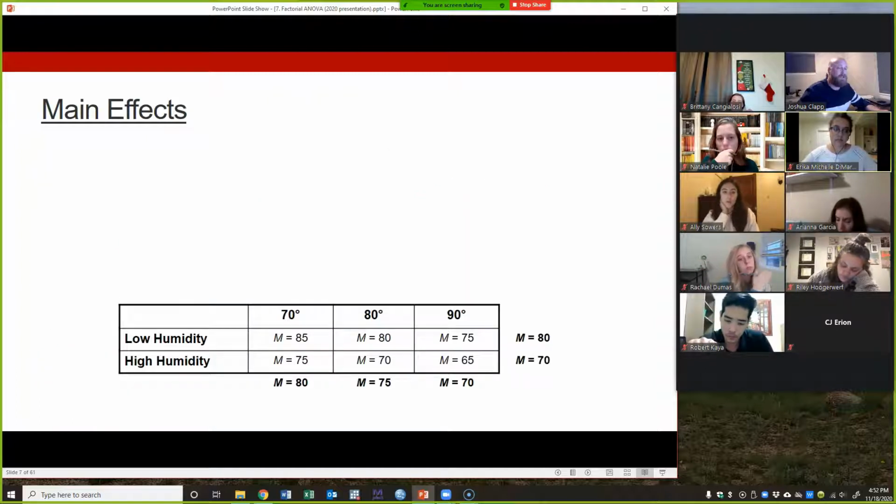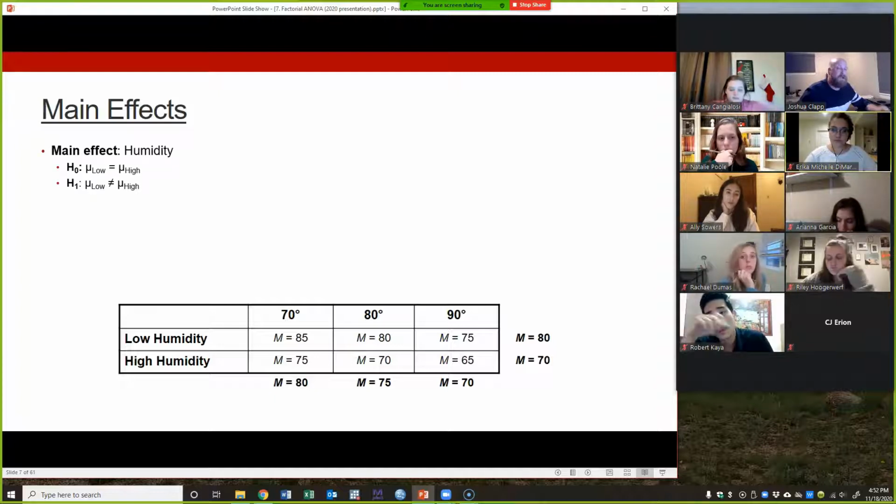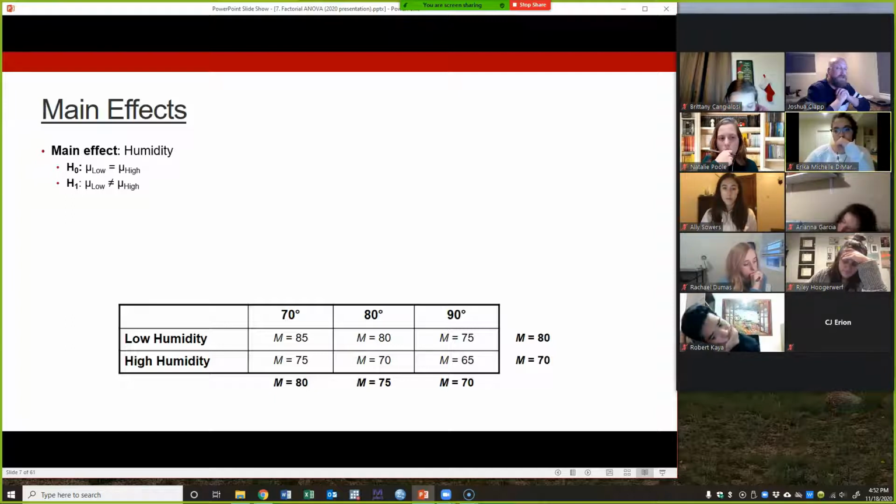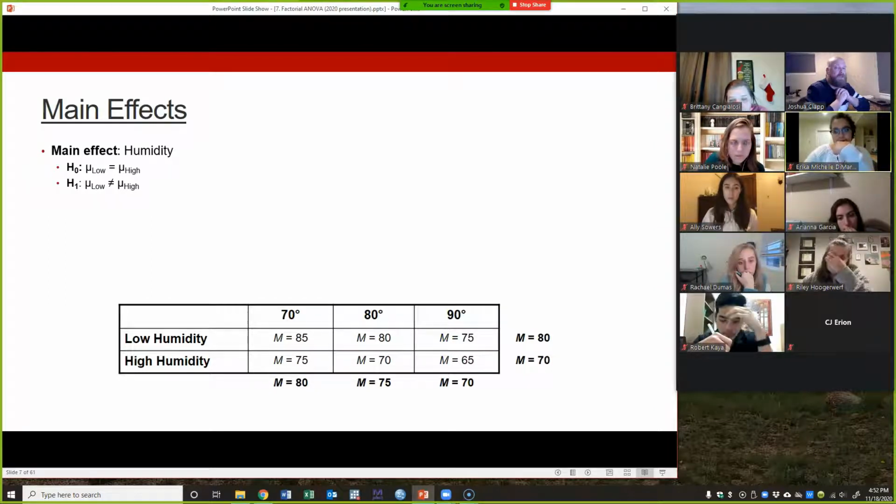Okay? So if I'm looking at main effects, with this design, I'm going to have different hypotheses for my main effects and interactions. I've got hypotheses for my main effect of humidity here. My null hypothesis is that performance is equal across individuals in low and high humidity conditions. My alternative is that performance in low and high humidity conditions is going to be different.